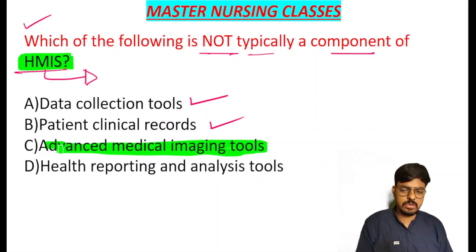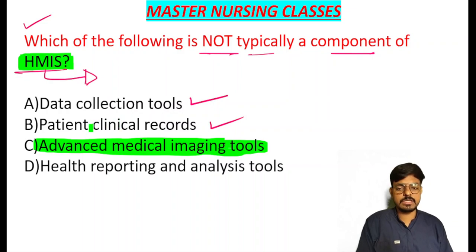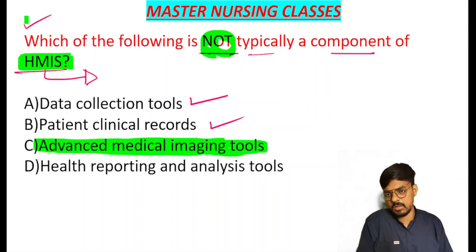It contains only features where we can store the data of the patient and the clinical records of the patient, and health reporting and analysis tools will also be there in the HMIS. So it does not typically contain advanced imaging tools. Almost all of you have given the correct answer: option C is the correct answer. It contains all these three, but not advanced imaging tools.